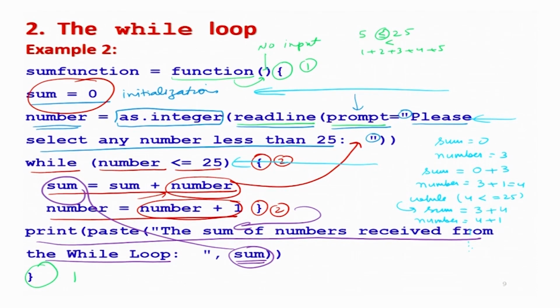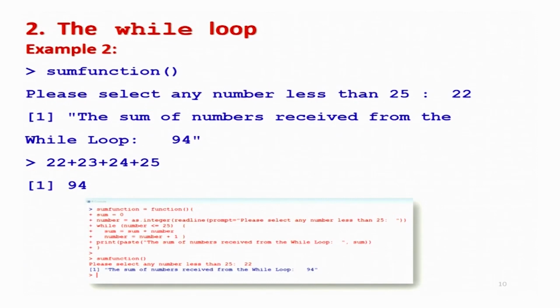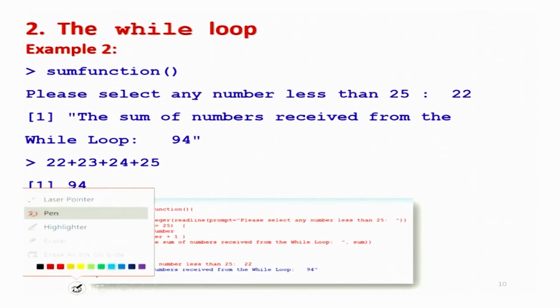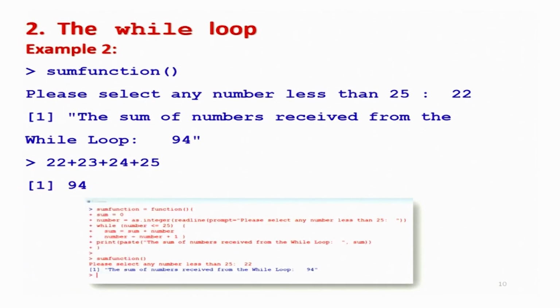So, for example, if I execute this program on the R console, you can see what is happening. I just write the sum function with parentheses, and it asks me to please select any number less than 25. So, I give, suppose, 22. Now what will happen? It will print all the numbers from 22 onward: 22, 23, 24 and 25, because my condition is to repeat the loop while the number is less than or equal to 25.